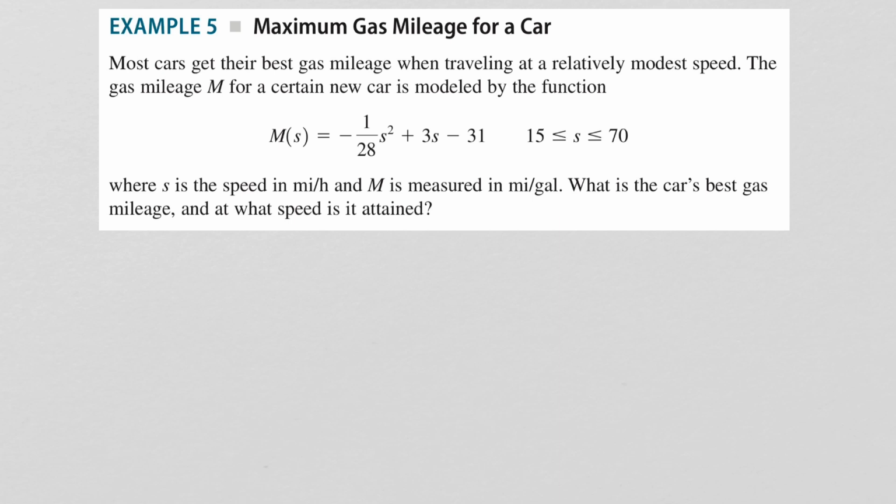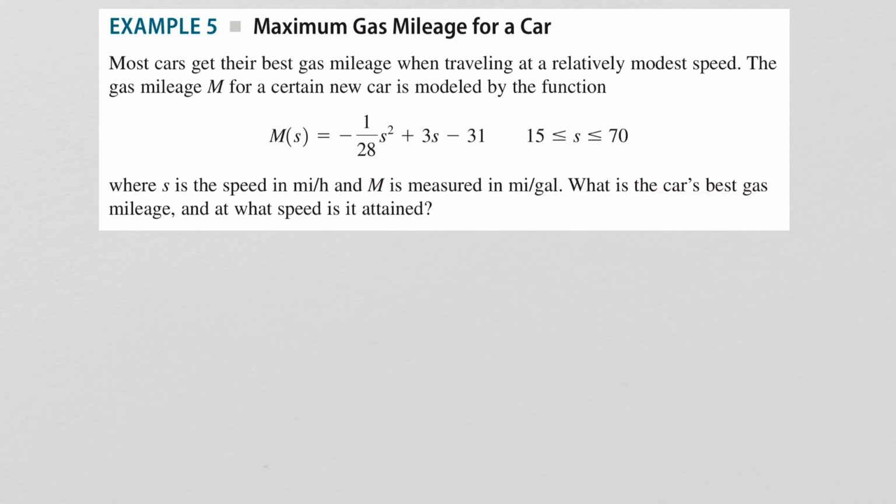In the next example, we have a quadratic function that models gas mileage for a car at a given speed. So S is the speed at which the car is being driven, and M of S is the gas mileage at that particular speed. The question here is, what is the car's best gas mileage?